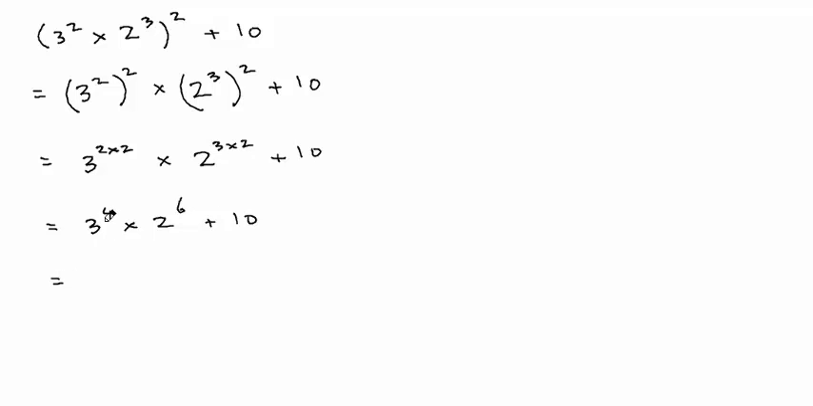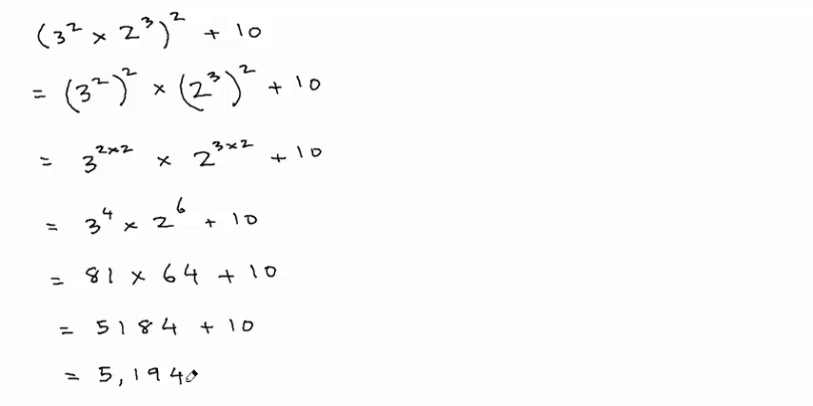3 raised to the 4 is 81. 3 times 3 times 3 times 3, multiplied by 2 raised to the 6 is 64. 2 times 2 times 2 times 2 times 2 times 2, plus 10, which is equal to 5184 plus 10, which is equal to 5194. That's the answer. Let's do another one.